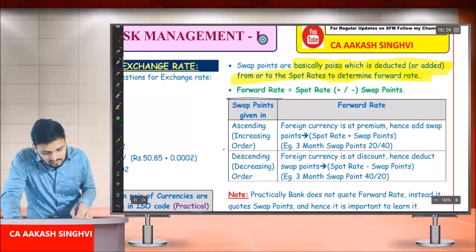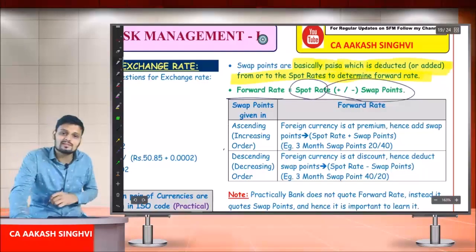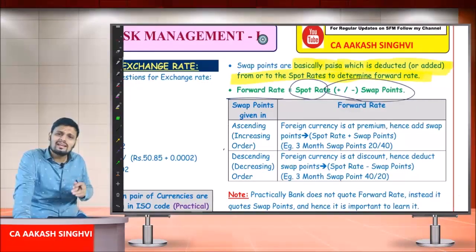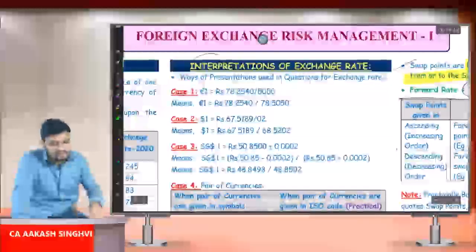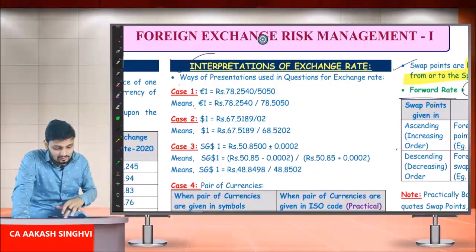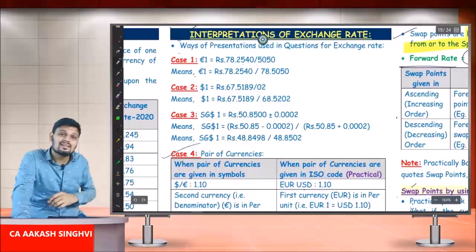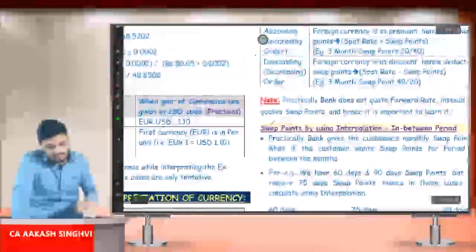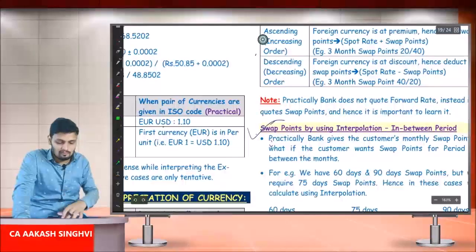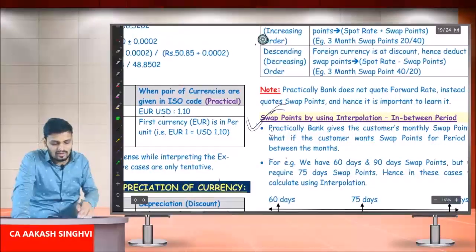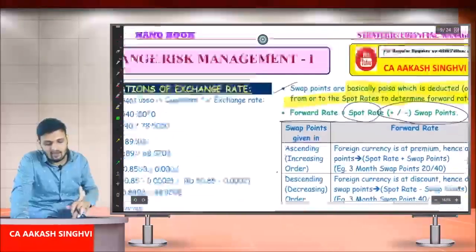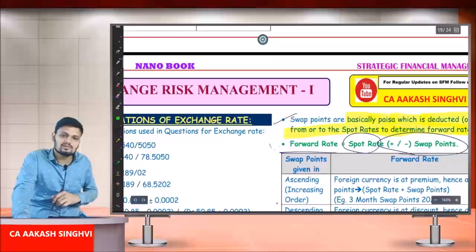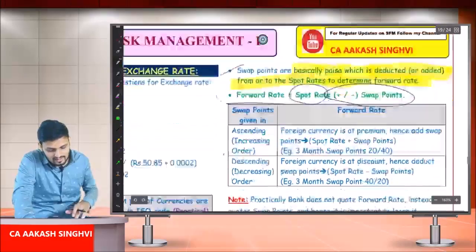So forward rate equals spot rate plus or minus swap points. Anywhere you see green words, it becomes so easy to understand that this is a formula. Blue is the general text. This is the main topic. Highlighting in red is the subheading. So main topic is in this color, subtopic is in this color, headings and subheadings are in this color, and formulas are in this color. So it becomes very easy for us to understand, right?